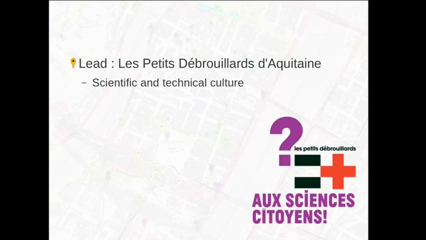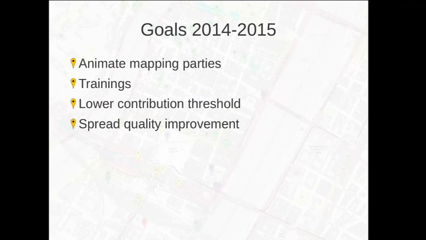This non-profit is a scientific and technical culture association called Les Petits Débrouillards d'Aquitaine. We answered the call for projects with OpenStreetMap, with the goal of organizing mapping parties, to animate mapping parties with other non-profits, with local government, with people who want, with schools. We also plan to make training particularly for local government, for natural parks, and so on.